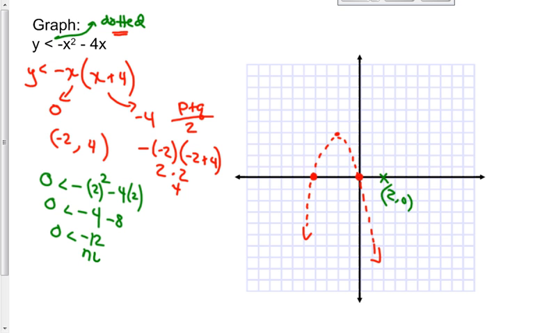That answer is no, which means this point is not going to be shaded, so don't shade outside. We need to shade inside. And that's how we solve the inequality with graphing.